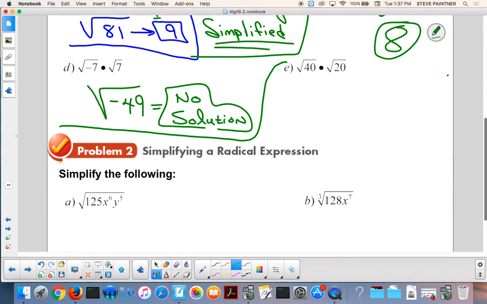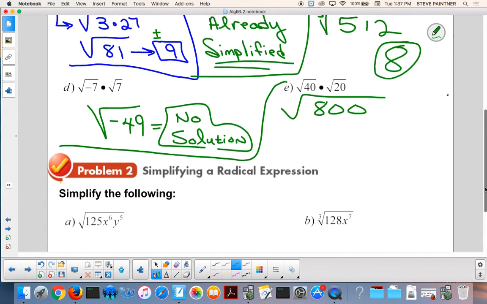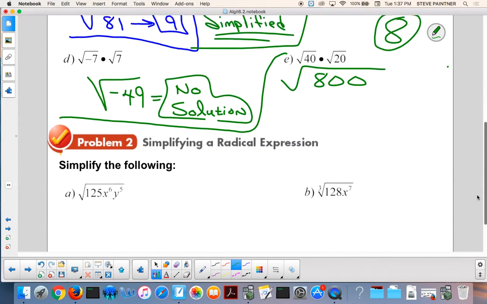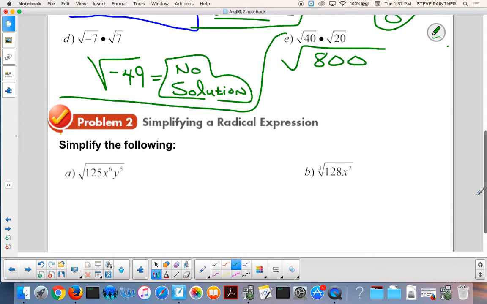The next one says the square root of 40 times the square root of 20. I don't think either one of those are perfect squares, so I have to multiply. What is it? 800. Now here's the problem. You've got to simplify. You can't leave it as the square root of 800. So when I simplify radicals, I look for perfect squares that go into 800. Look at your list. What goes into 800 evenly? 100 does.